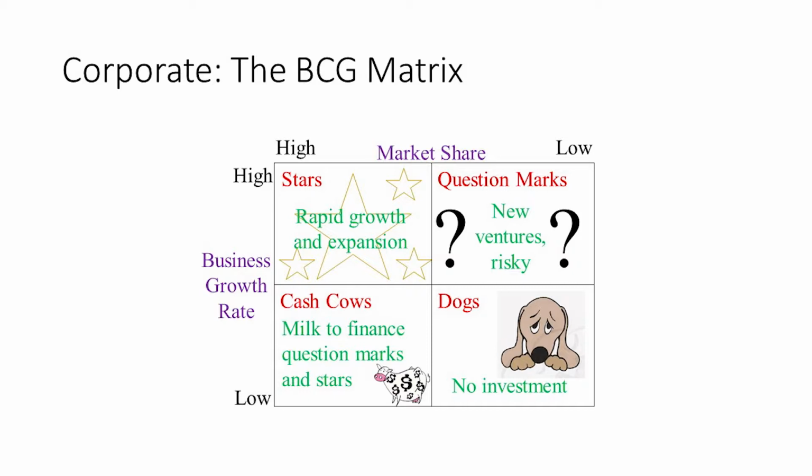Question mark: exists in a new, rapidly growing industry but only has a small market share. The business is risky. It could become a star or fail, but you could invest in them with a goal of nurturing a future star. Dog, or poor performer: has a relatively small share of a slow growth market, provides little profit, and may be for liquidation or divestment if turnaround is not possible.